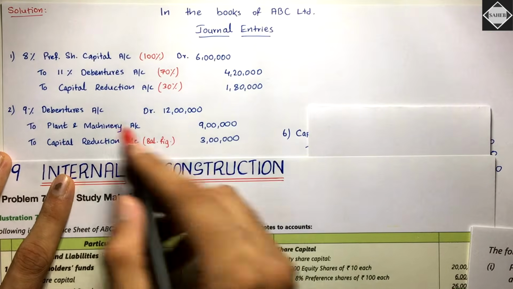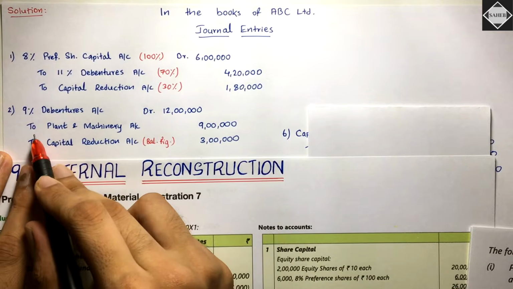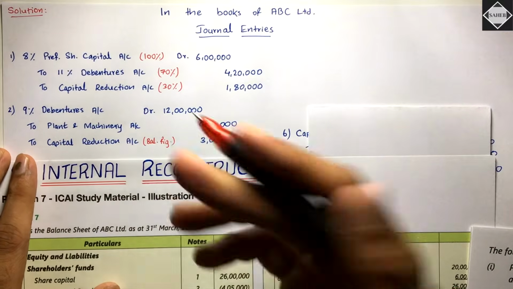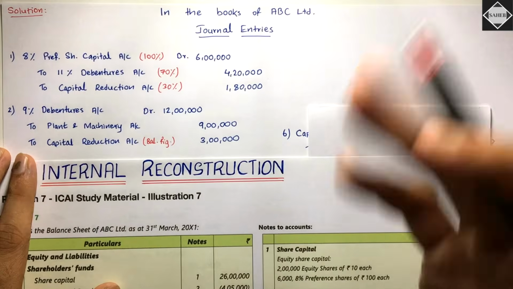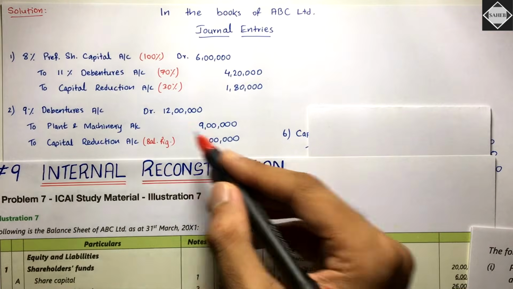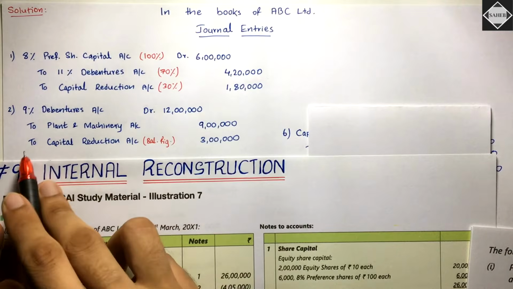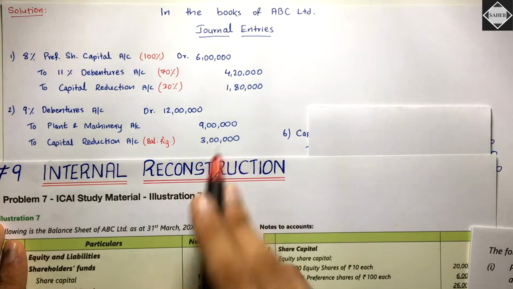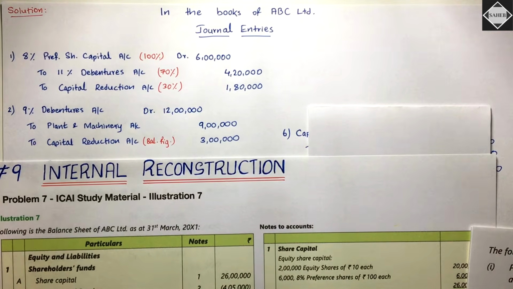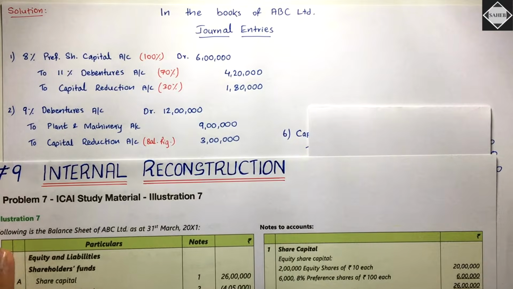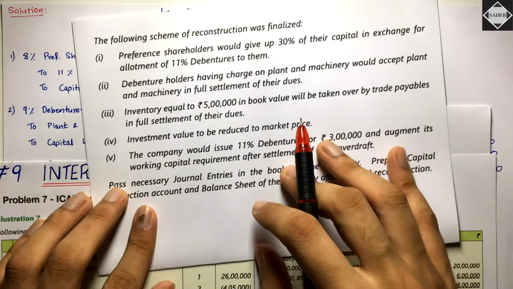Yes, so you will debit the 12 lakh debentures and then you will credit the plant and machinery because the asset is no more there. They have taken away the plant and machinery, so we will reduce that from our books. How do you reduce the asset? By crediting it. And then the balancing figure will be capital reduction 3 lakh. Is it clear? Yes, simple. Then see the next adjustment.